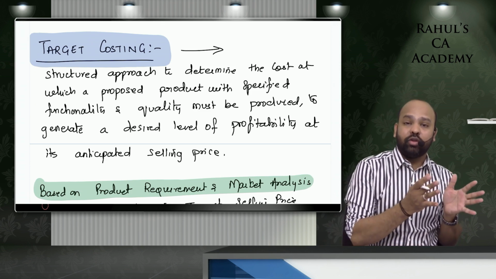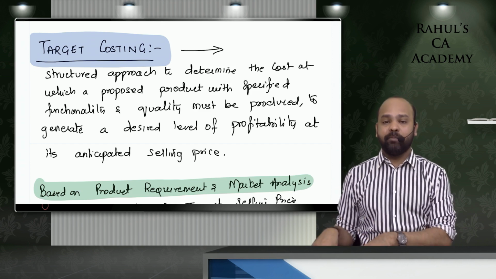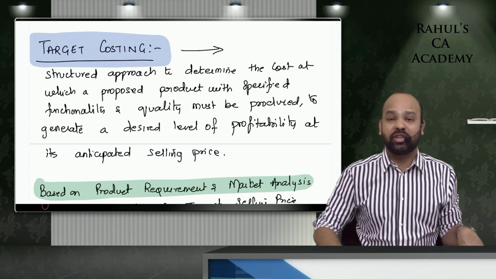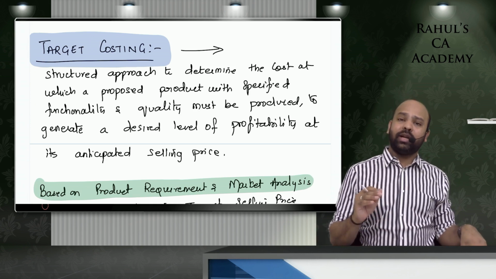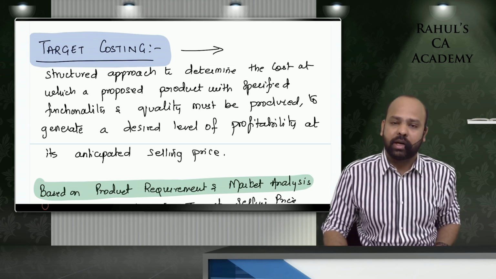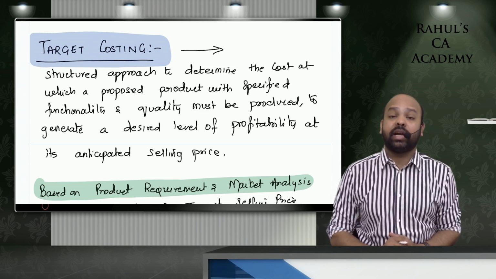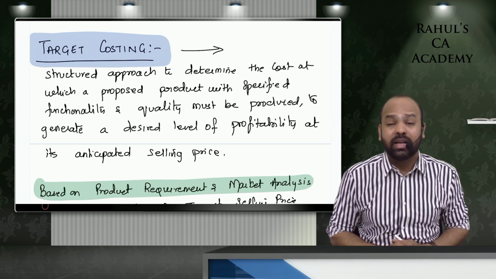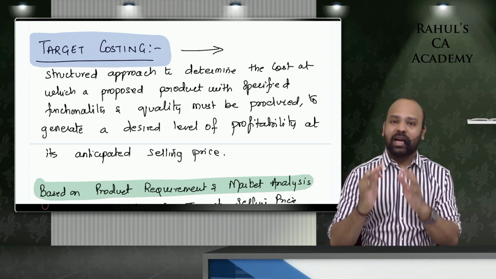Once you've set the target selling price and the target profit, then comes the difference between these two: target cost. The cost at which you should be manufacturing the product. I am not telling you that your actual cost will be equal to target cost. Your actual cost undoubtedly can differ from target cost. This is where you will have to implement all your cost reduction techniques and try to achieve that target cost, so that we are able to provide the product to the consumer at the desired price and are also able to make the desired level of profit. That is what target costing is all about.